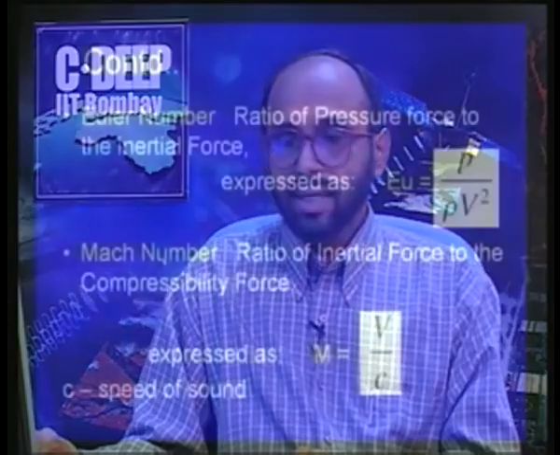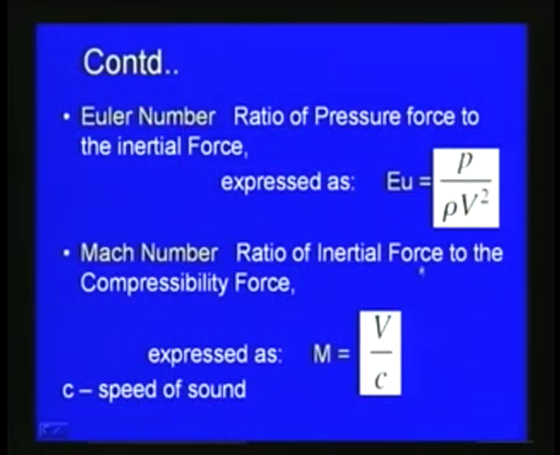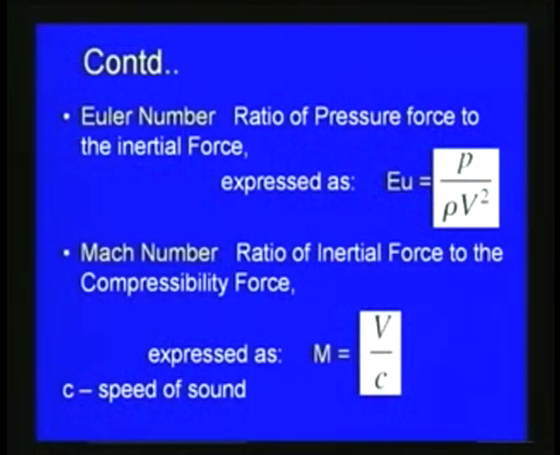The next important dimensionless number is called the Mach number. The Mach number is the ratio of inertial force to the compressibility force. It is defined as M is equal to V by c, where V is the velocity of flow and c is the speed of sound. This dimensionless number is used wherever the compressibility effect is very important, especially in aerodynamics. With respect to the speed of sound only, we define the Mach number.